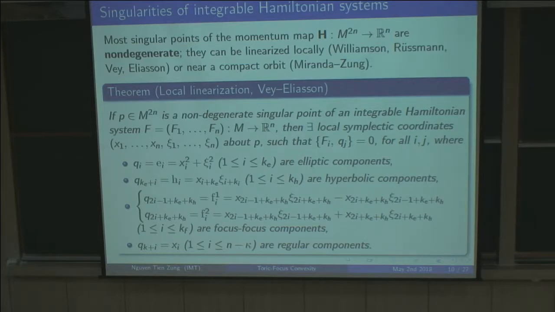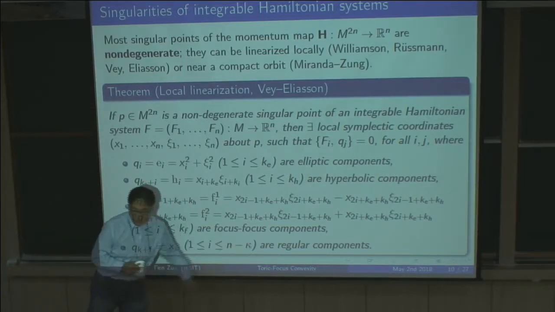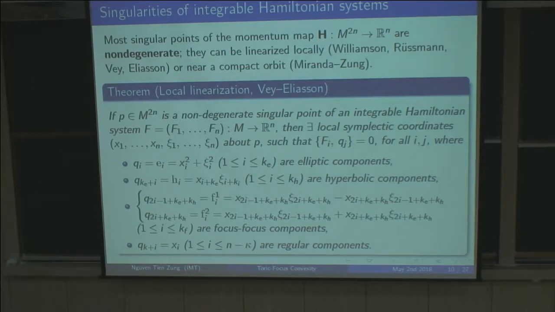And when we look at the corank, the rank is the rank of the differential of F at the point p. So the rank is the number of q_i which are linear. So the rank here is n minus k. It goes from 1 to n minus k. And the corank is the number of components q_i which are quadratic. So it is the number of elliptic components plus the number of hyperbolic components plus twice the number of focus components, because they come in pairs. So let's say k_e plus k_h plus 2 times k_f is equal to this kappa, which is the corank.